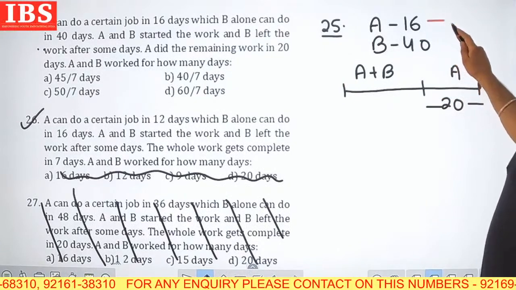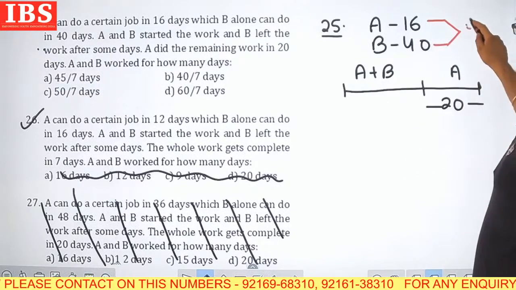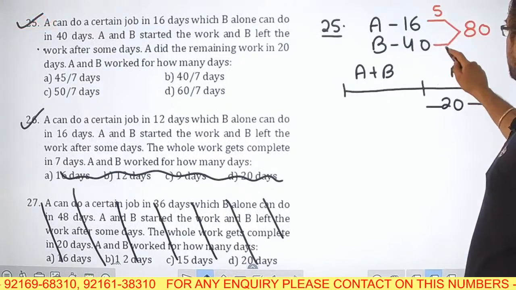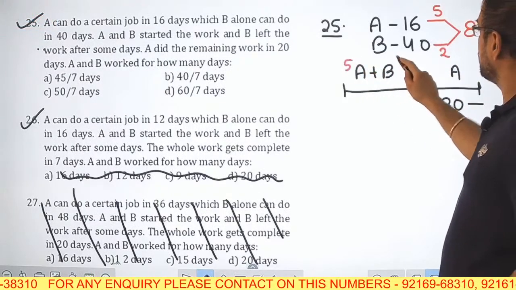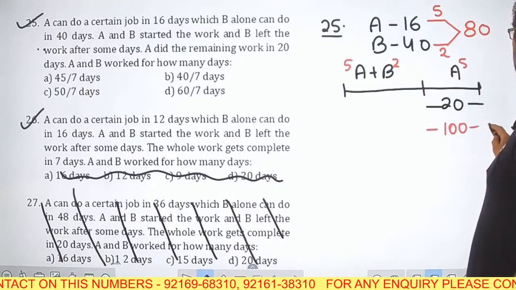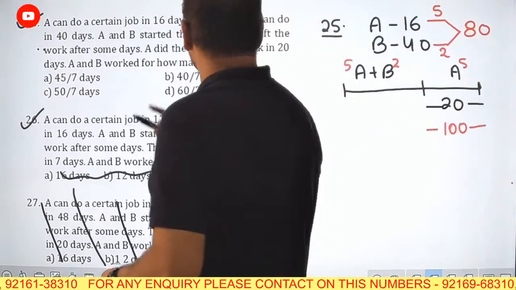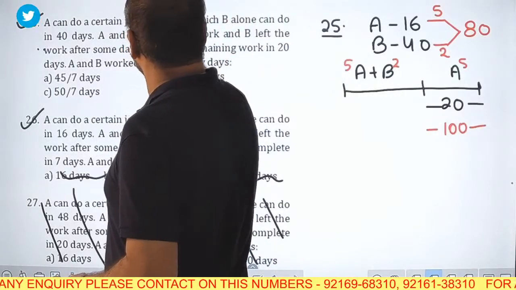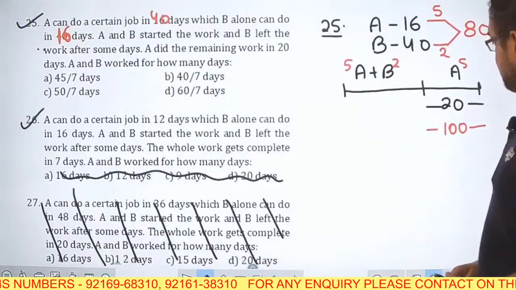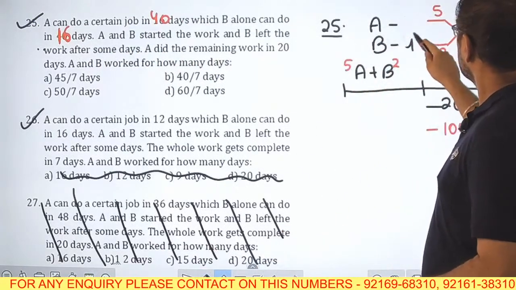So first we take the LCM of 16 and 40, this is 80. 16 into 5 is 80 and 40 into 2 is 80. So this is 5 and this is 2. So 20 into 5, the total work done will be 100. Okay, this question also has a mistake. This is 40 and this is 16. Correct this question. This is 40 and this is 16.